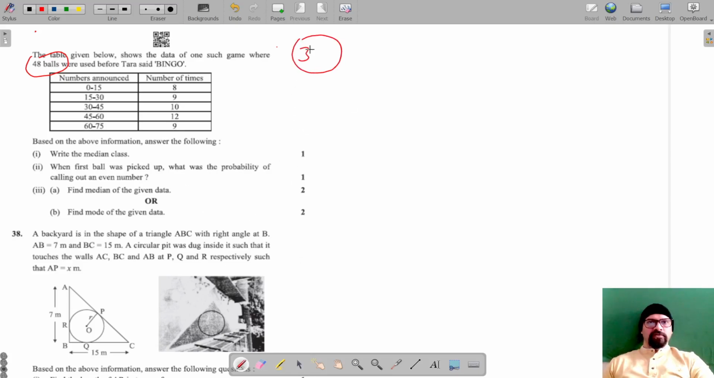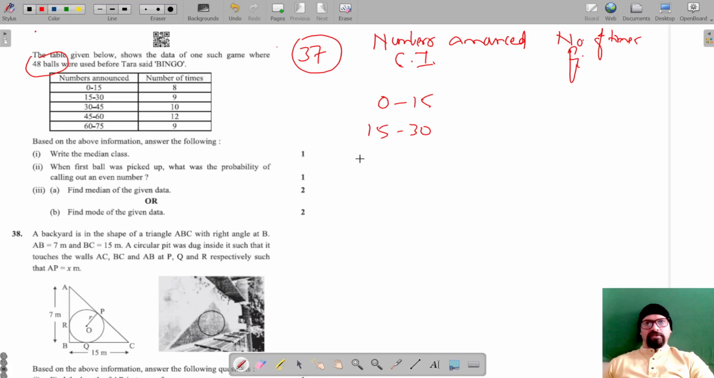So this is question number 37, and here are the numbers announced and their frequency, that is the number of times. So these are actually the class intervals, and these are the number of times, that is the frequency. The first one is 0 to 15, 15 to 30, 30 to 45, 45 to 60, and 60 to 75, and the frequencies are 8, 9, 10, 12, and 9.